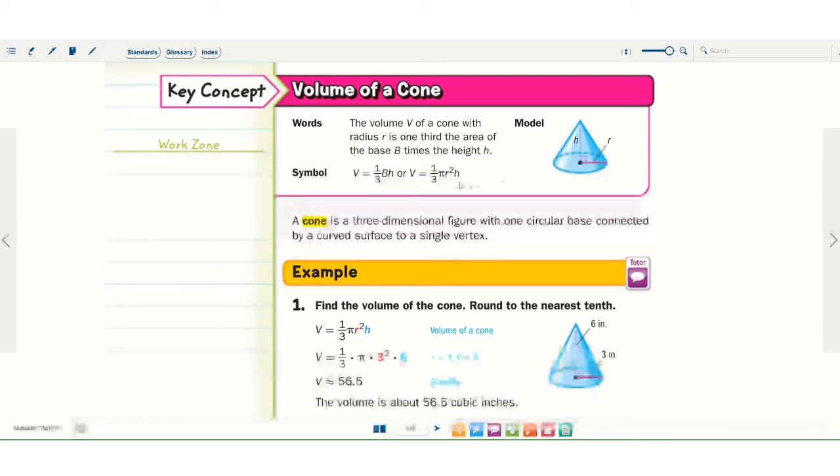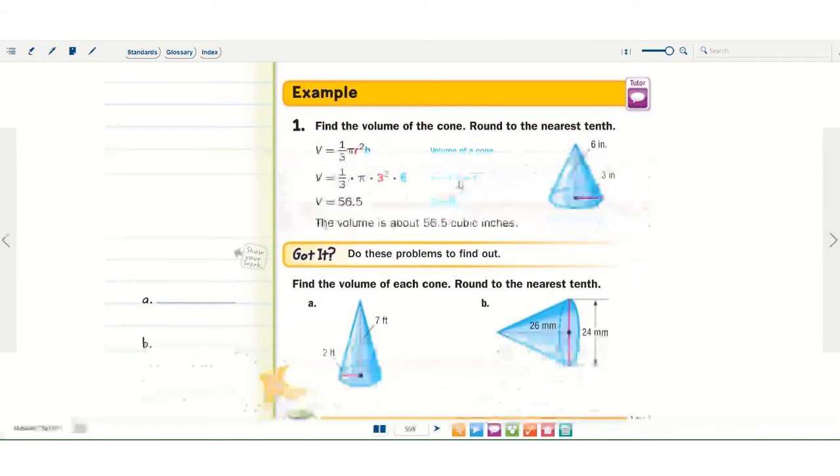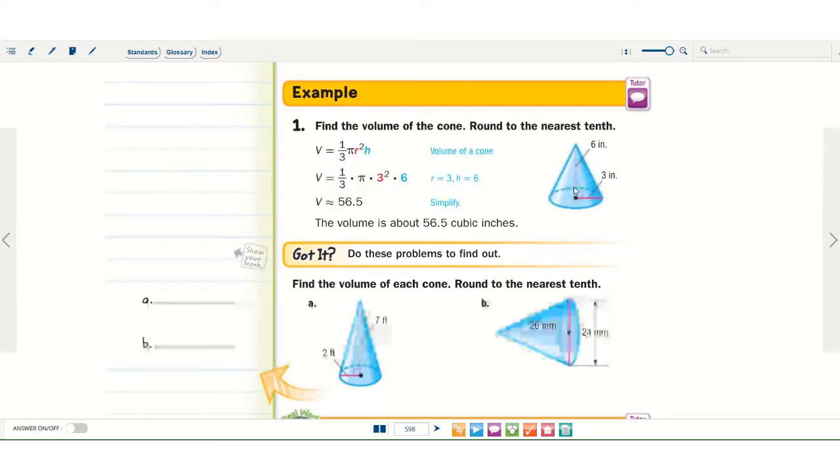As we take a look at example 1, they're asking us to find the volume of the cone rounded to the nearest tenth. Just looking at it, I can see that my radius down here is 3 inches and my height is 6 inches. The base of this is a circle, so I'm thinking pi. They're not asking us to use 3.14, so we're going to use our pi key. The radius is 3, the height is 6, and again, we're thinking times 1/3.